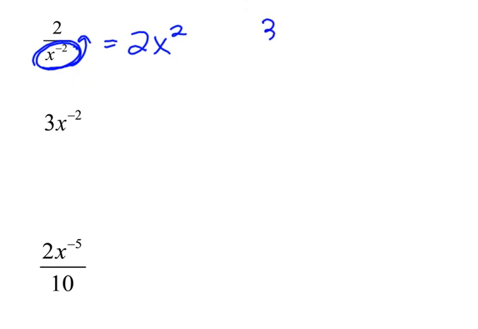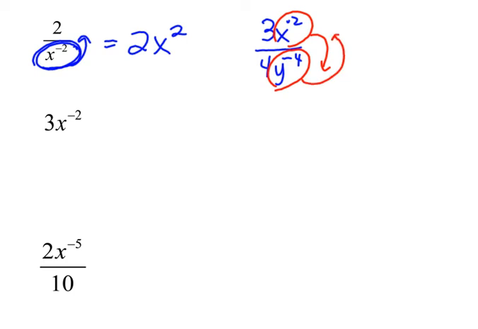For example, if we have 3x to the negative 2 over 4y to the negative 4th, both of our variables here have negative exponents. The y to the negative 4th and the x to the negative 2. So to make our x's exponent positive, we're going to move it to the denominator, and to make y to the negative 4th have a positive exponent, we're going to move it to the numerator. So this becomes 3y to the 4th over 4x squared.